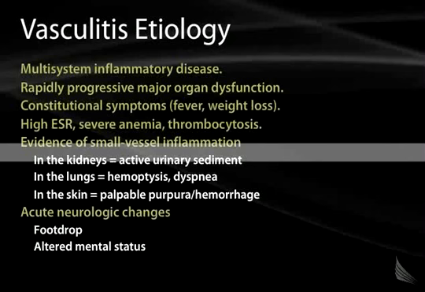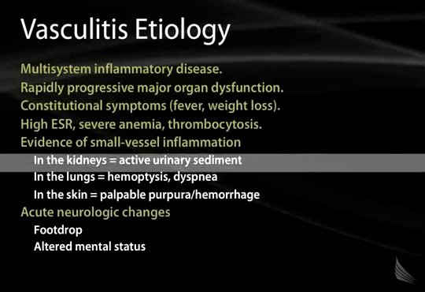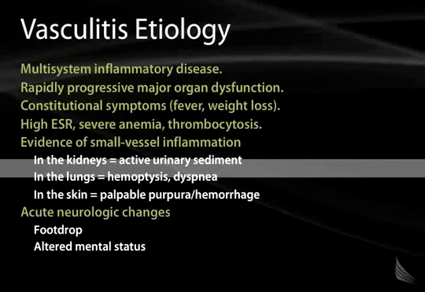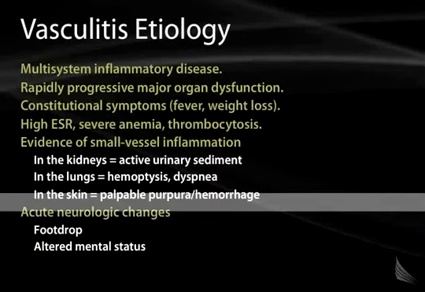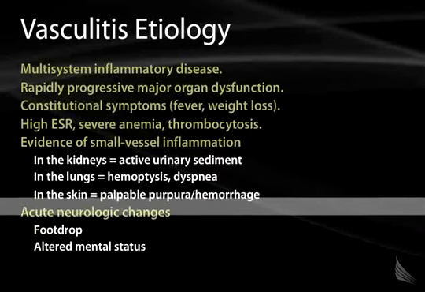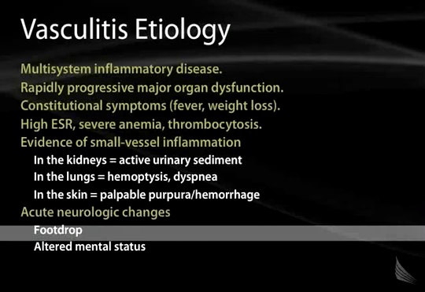There can be evidence of small vessel inflammation. In terms of the kidneys, you can have an active urinary sediment with red cell casts. In the lungs, you can have hemoptysis and progressive dyspnea. And in the skin, there can be hemorrhage or palpable purpura, non-blanching lesions under the skin. The acute neurologic changes associated with the vasculitides include foot drop or alterations in mental status.